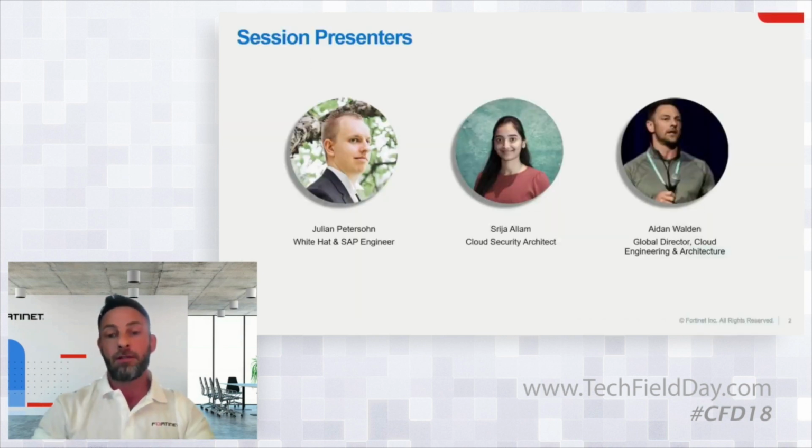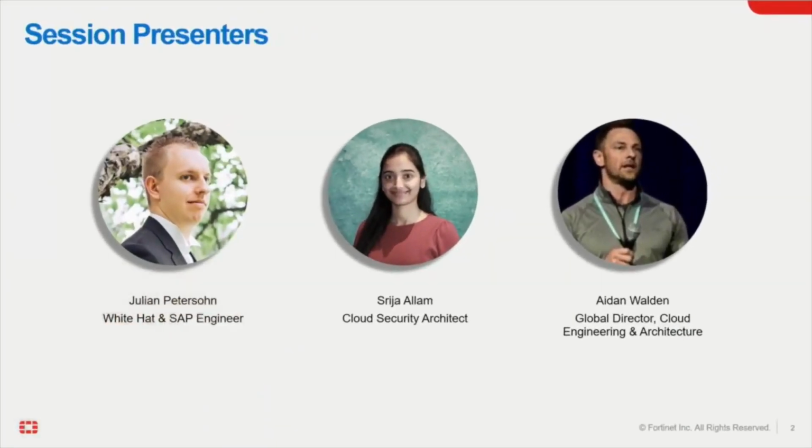My name is Aidan Walden. I'm responsible for our cloud engineering and architecture efforts. My teammates are Julian Peterson, who is a certified offensive security professional, with a history as an SAP engineer. We just consider him a hacker. He's one of the best I've ever met. Shrija Alam is a senior or principal cloud security architect here at Fortinet. On our team, we do many things around cloud services and virtualization, but for today's conversation, I think the key point is we drive automation and DevOps into the security practice.